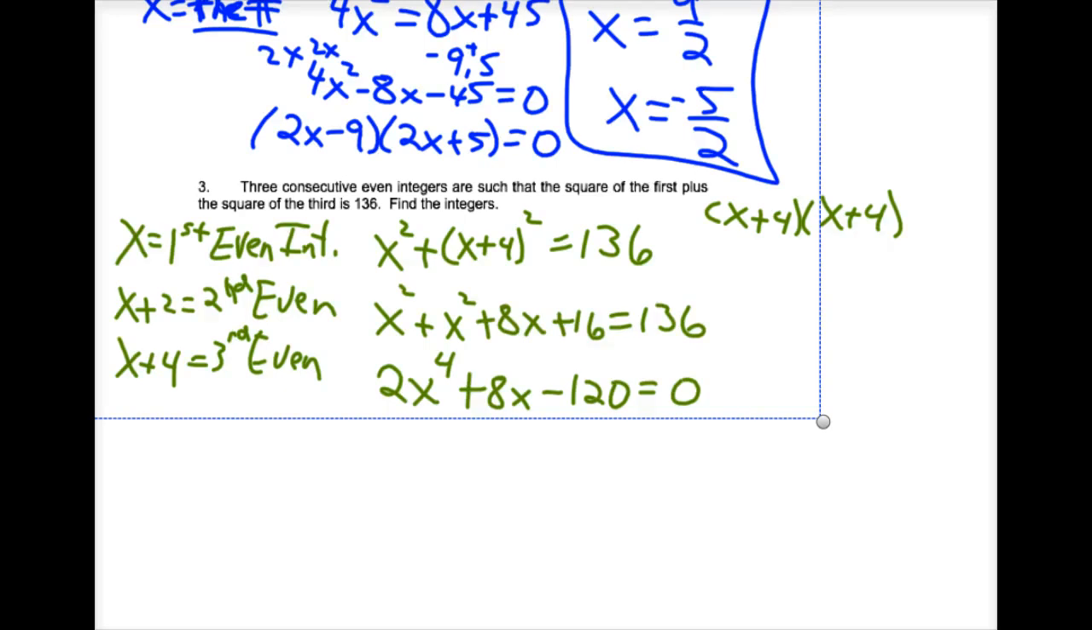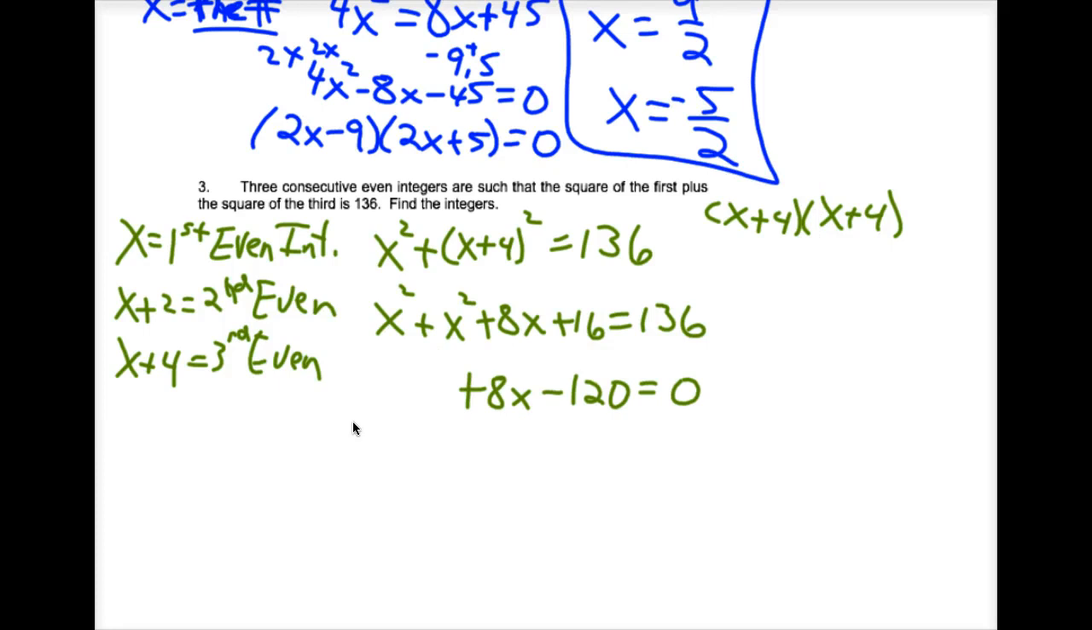Why did I write x to the fourth? I put x to the fourth, probably because I did it like x squared times x squared, which is x to the fourth. But x squared plus x squared makes 2x squared.